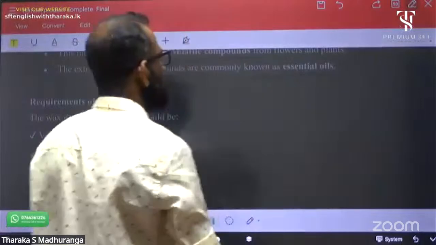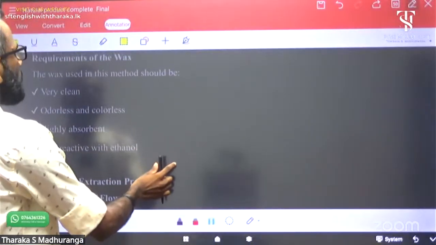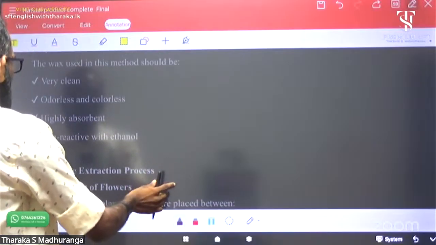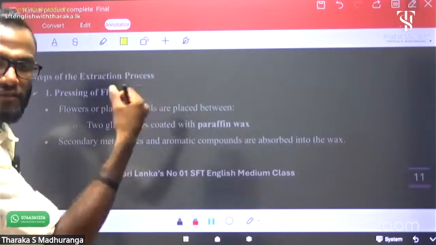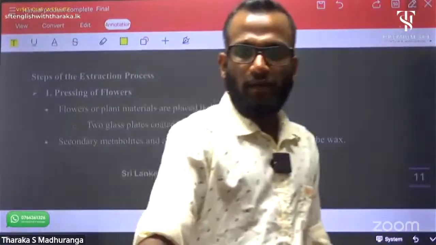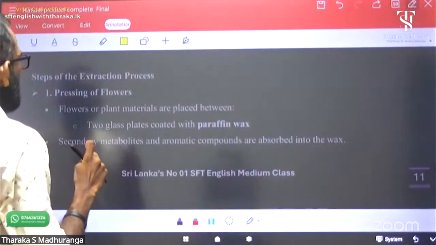They are commonly known as essential oil. Okay. Let's first understand the practical. It's a very, very important practical. It has been asked several times in exams.